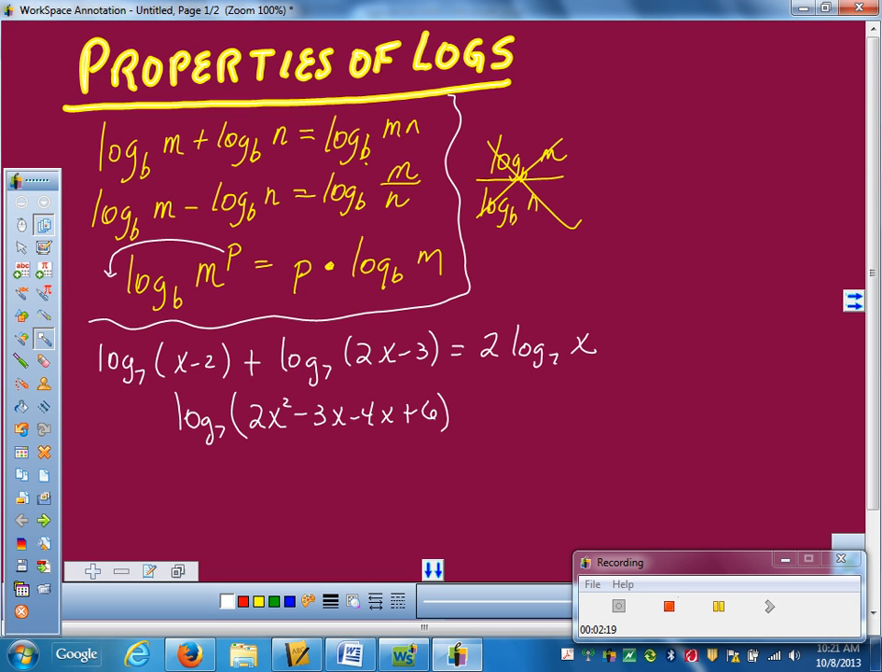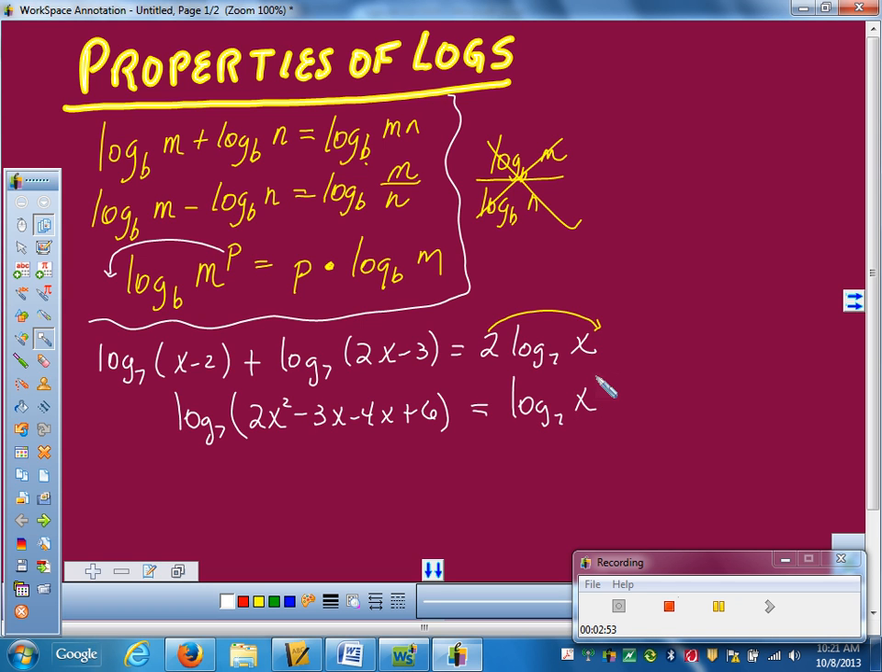Now, what you're shooting for is you want to get down to where you have one log on each side of the equal sign, a log with the same base. That way we can drop them off and we can just set the arguments equal. So you don't want numbers in front of your log. So how do I get rid of the 2? I can use this rule in reverse, and if I don't like the 2 here, I can move it back up here as a power.